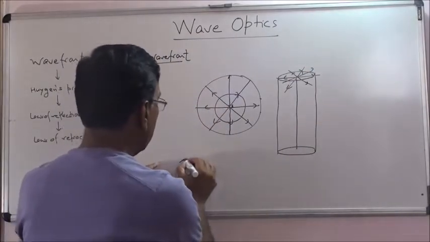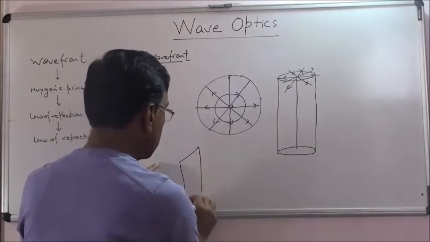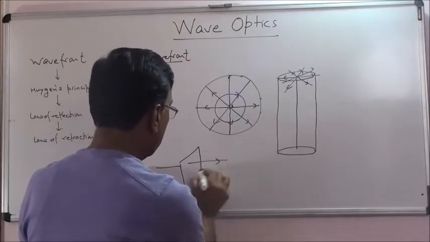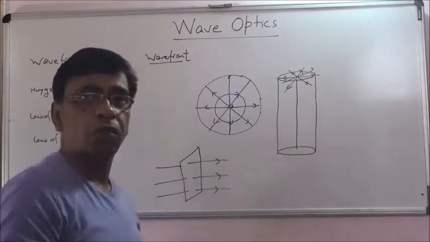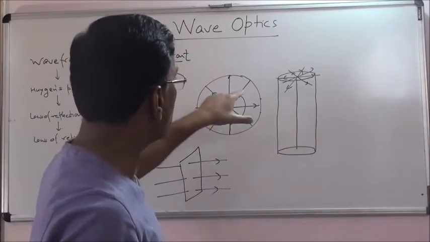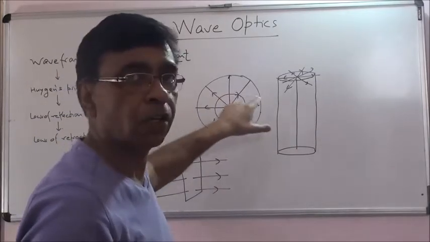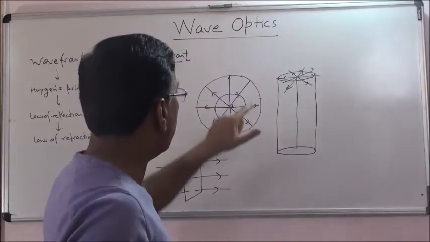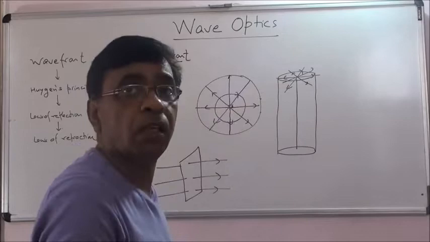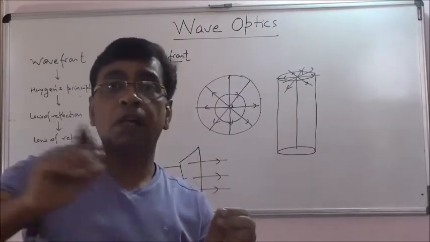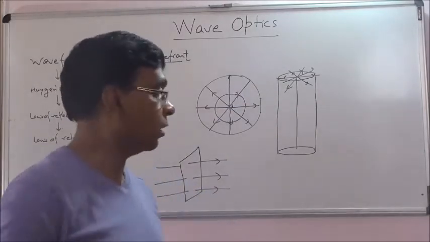For a plane wavefront, if I take this as the plane wavefront, then this will be the direction of wave propagation. So these lines, arrows, tell us the direction of wave propagation, and this is the wavefront. So the wavefront at any point you can see is perpendicular to the direction in which the wave is moving.